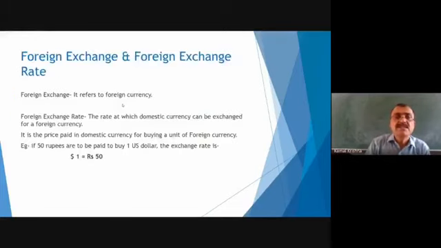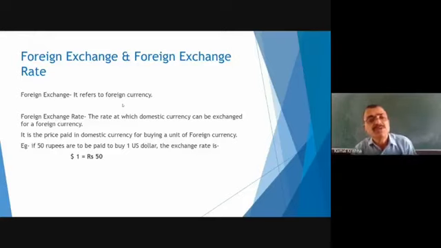So see the next, foreign exchange and foreign exchange rate. As I have told you, the meaning of foreign exchange refers to the foreign currencies. Different countries have the different currencies, and foreign exchange rate is the rate at which domestic currency can be exchanged for a foreign currency.